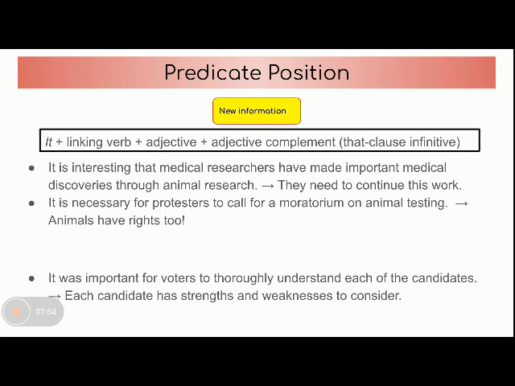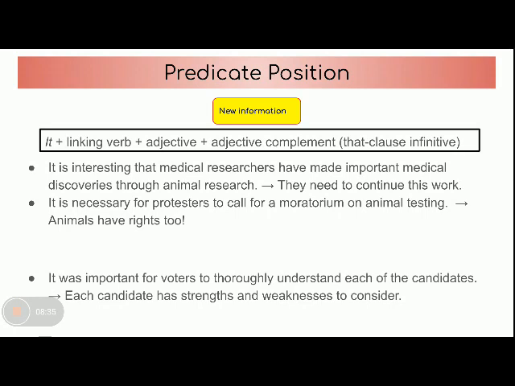In this case, adjective complements which have the position of predicate resemble new information or something that is not known generally. And before that, there is a pattern of the predicate position. It begins with the word it, followed by linking verb, adjective, and the last one is adjective complements that is mentioned before. It can be that clause or infinitive.